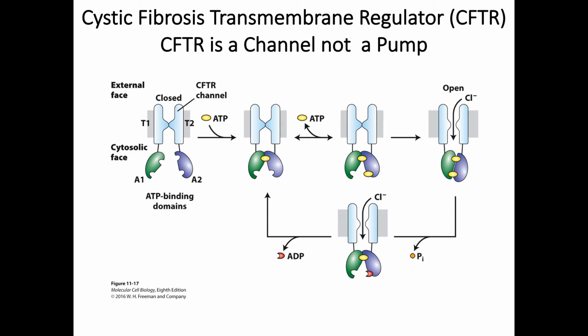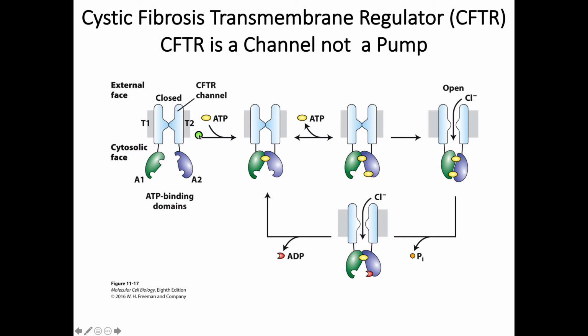So how does it work? The structures are always the same. Your A1 and A2 are the ATP binding domains, also called nucleotide binding domains or NBD domains. And your T1, T2 are the transmembrane domains. At this point, when A1 and A2 have some sites which could be phosphorylated, they are empty and the channel is closed.